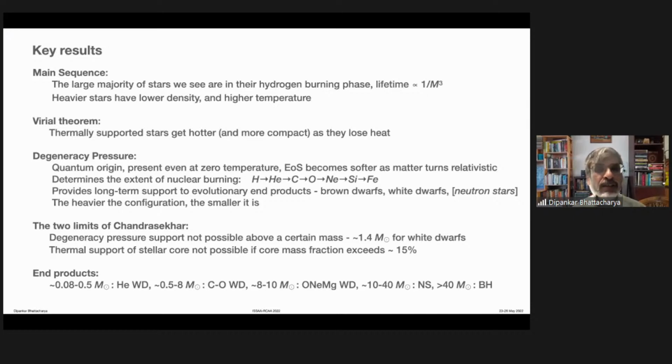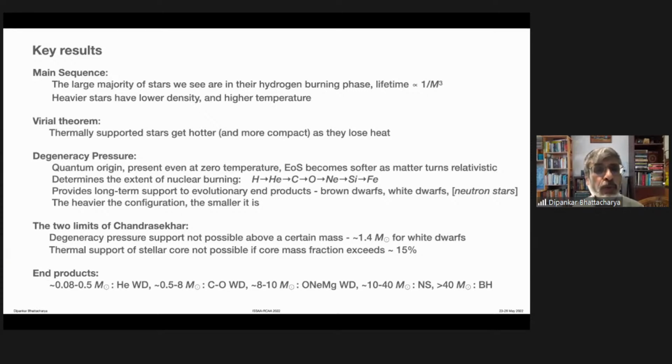It also provides long-term support to evolutionary end products like brown dwarfs, white dwarfs, and partly to neutron stars. The neutron star support comes partly from degeneracy pressure, partly from nuclear repulsion. And the heavier the configuration, the smaller it is.